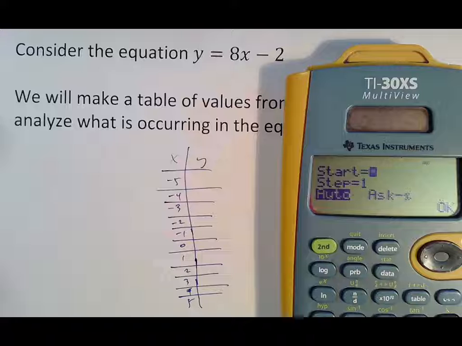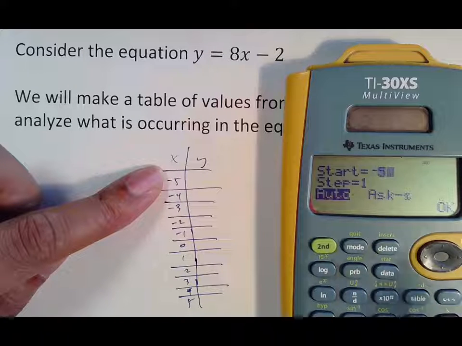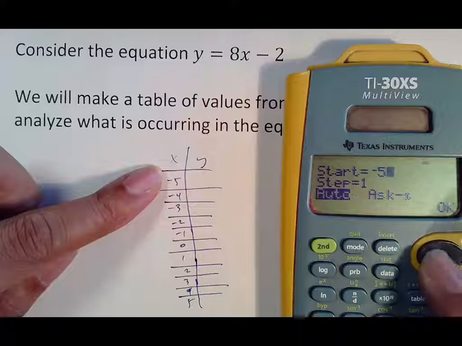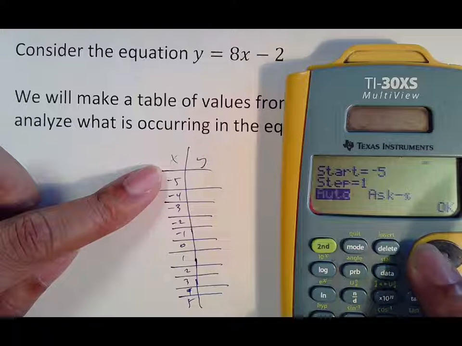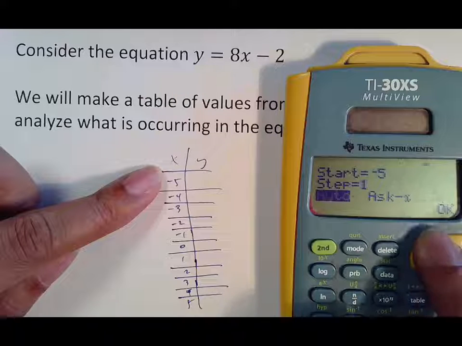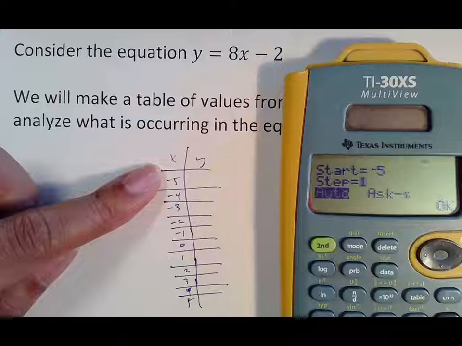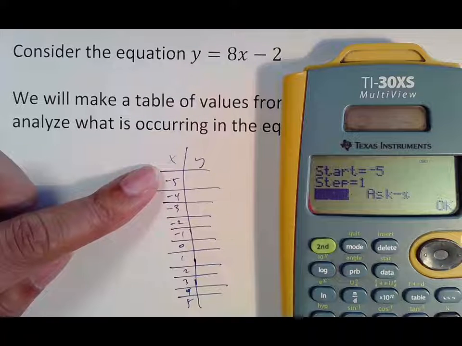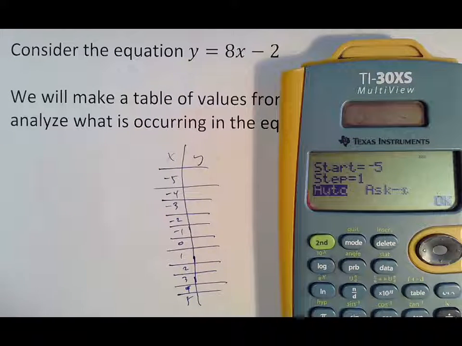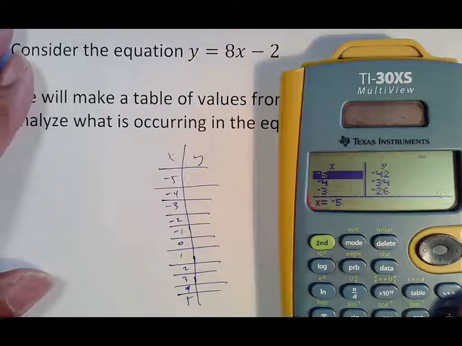It's going to ask you where you want to start. Of course, we want to start with negative 5. So go ahead and type negative 5. We'll talk about the step in a little bit, and we do want it auto-generated. All I'm doing right here is arrowing through this, but you could also hit enter if negative 5 is good. You could hit enter if stepping by 1 is good. You could hit enter if you wanted auto. We'll talk about ask later. And then hit enter for the OK part, and it should pull this up.